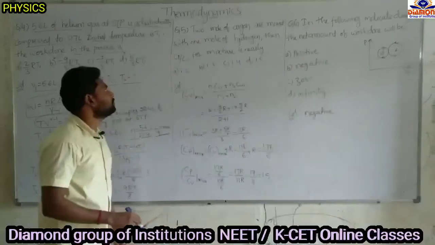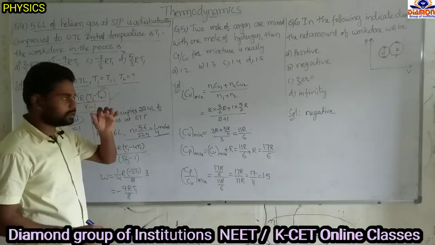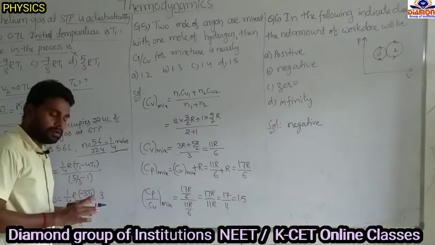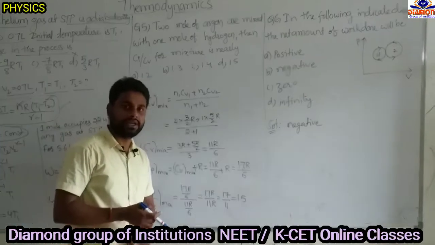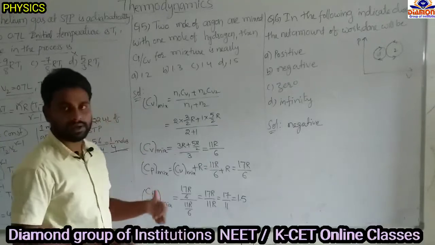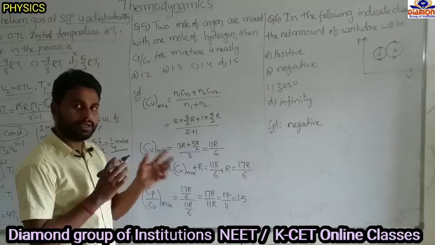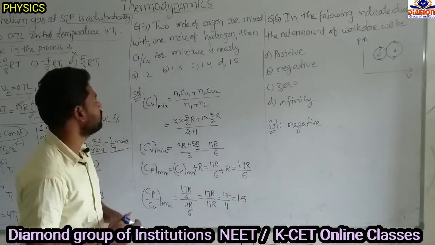Okay, let's see the next question. For all the questions you have to remember all the formulas. In isothermal and adiabatic processes, these two processes are very important. So the work done formula and the remaining relationships between PV and T and TV, those relationships you have to remember.